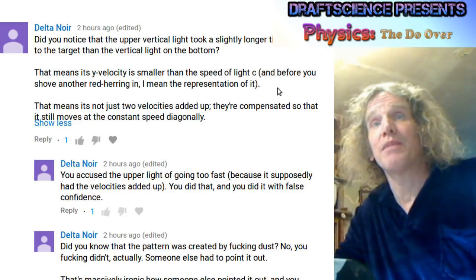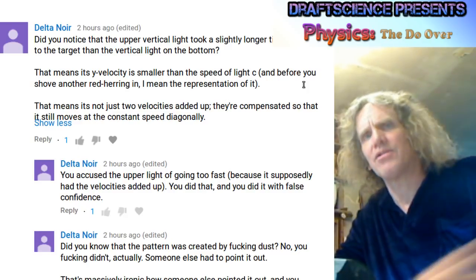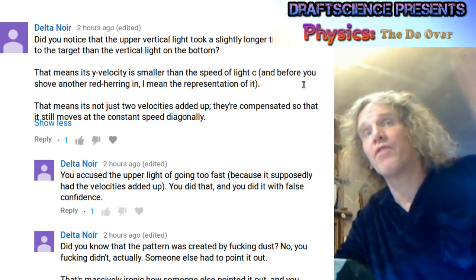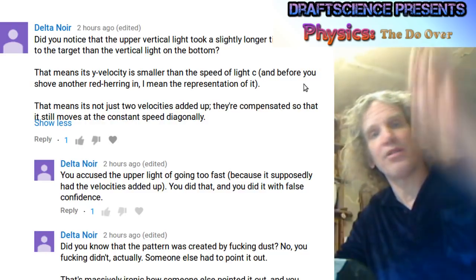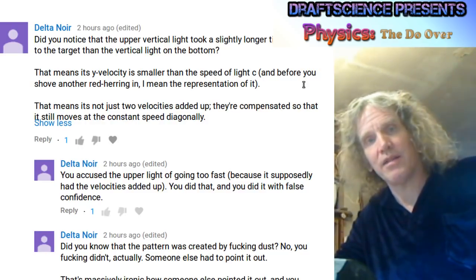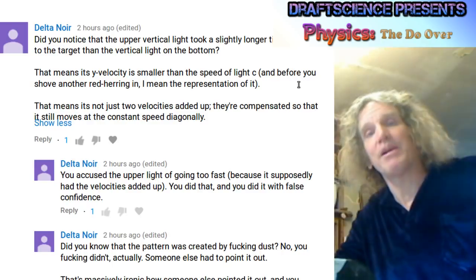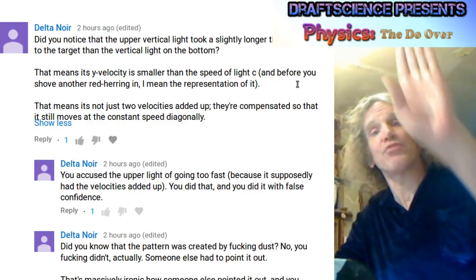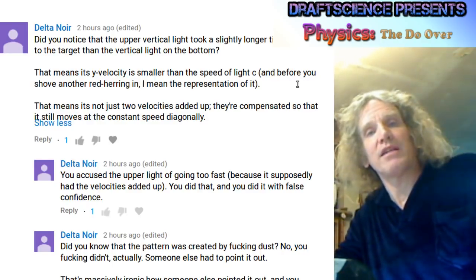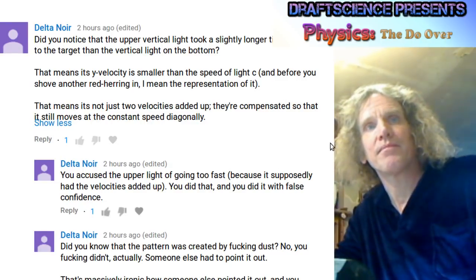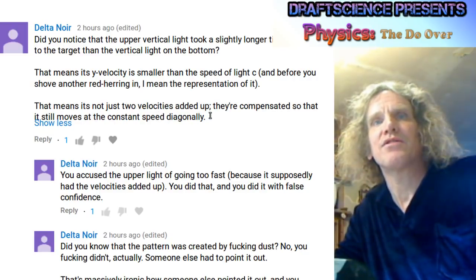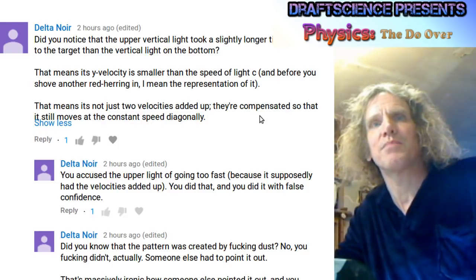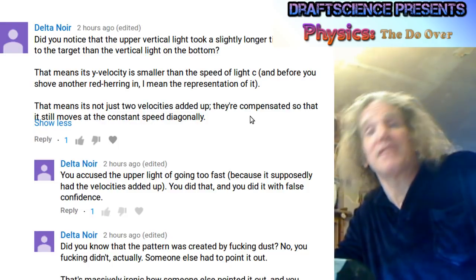I mean, the representation of it. So again, he's still defending something that's overtly exactly as I described, which is they didn't pay any attention to the motion on the upward length. They didn't care. They just said, no, that's just the speed of light, and we can make it go both directions. We can make it go this way, and that's what light does. It moves two directions at the same time. A complete cheat. That means it's not just two velocities add up, they're compensating so that it still moves at a constant speed diagonally. A constant speed that's the speed of light.